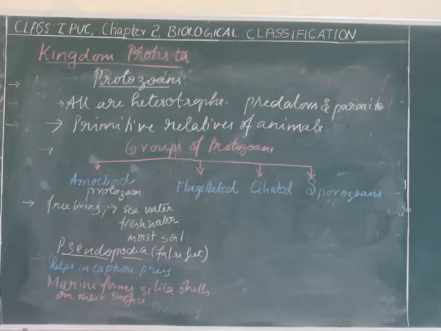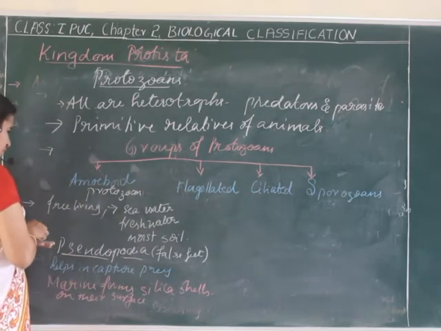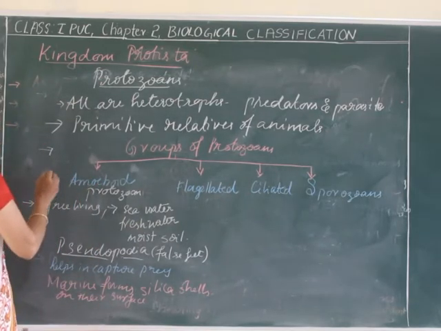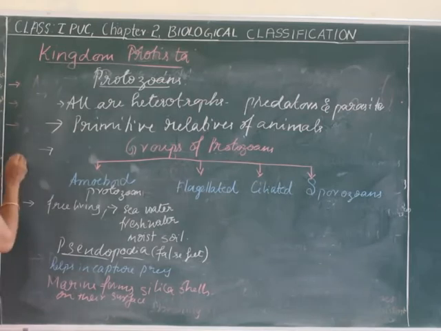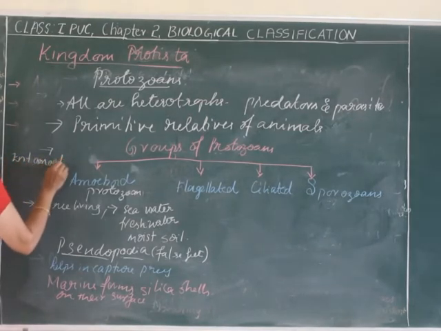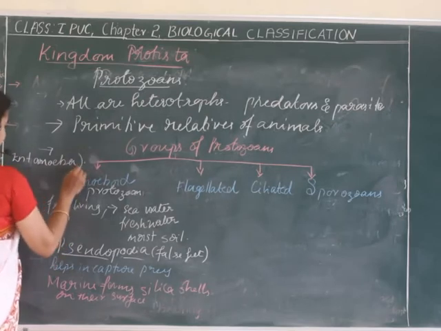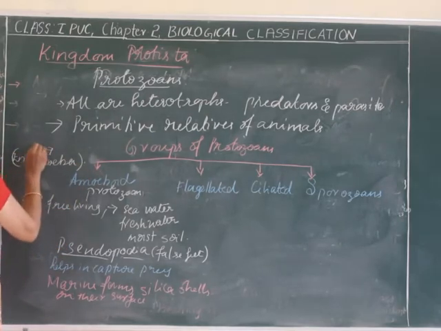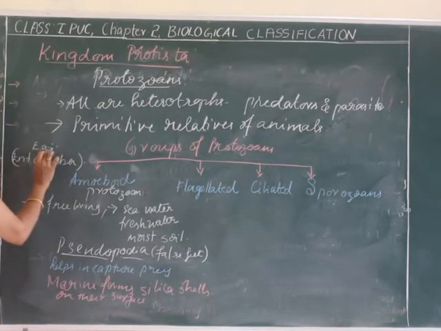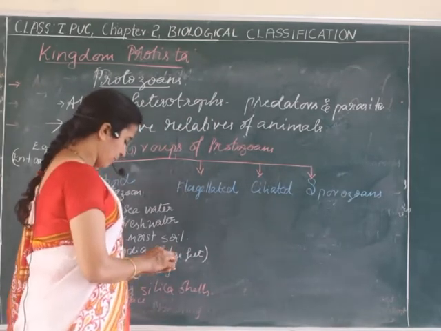And for every group there is a disease caused by that particular group. One example of an amoeboid protozoan which causes a disease is Entamoeba. It is a parasite. So this much is about the amoeboid protozoans.